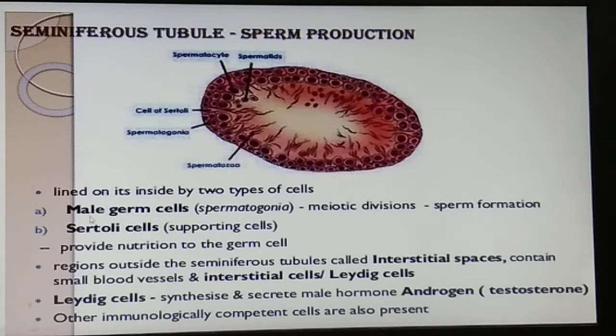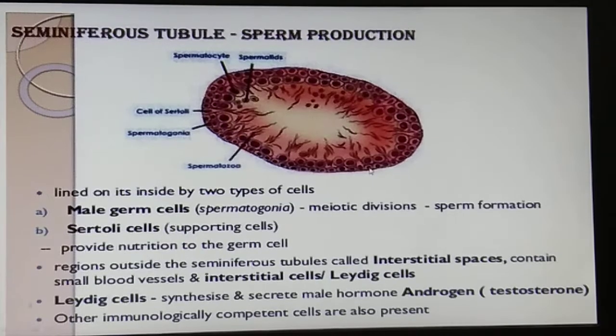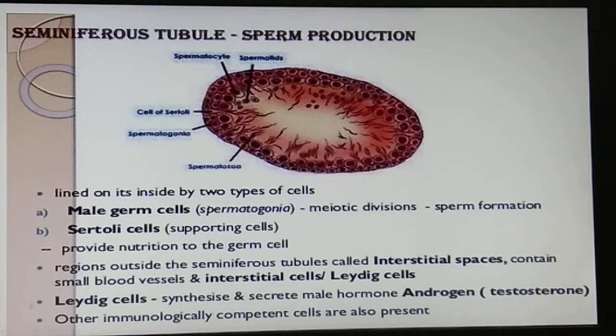The first type of cell is the male germ cell or spermatogonia. So you can see here, this is the complete structure. You can see inside it there are a lot of small cells. Fine, oval kind of cells. These are the male germ cells. I am going to zoom in on this diagram so you can better understand it.